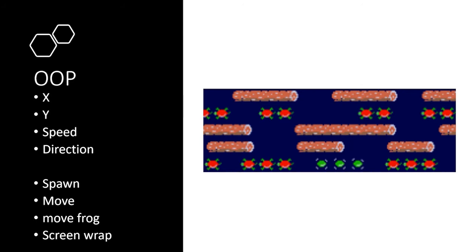Let's have a look at the river now. There's logs and turtles. They also share similar attributes and methods. They have an X and Y, a speed and direction. Like the vehicles, they spawn, they move. They also screen wrap, but this is where they differ. On collision with the frog, they don't kill the frog, they move the frog. But what we can do is, instead of creating them as separate objects, i.e. logs and turtles, we could create one parent object that has the similar attributes. And then we can create offspring where there's a slight difference. Let's have a look at doing that.